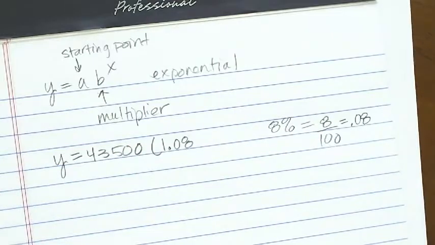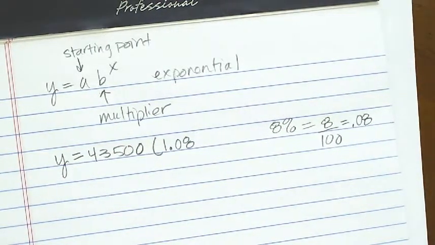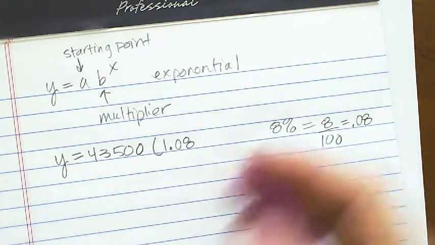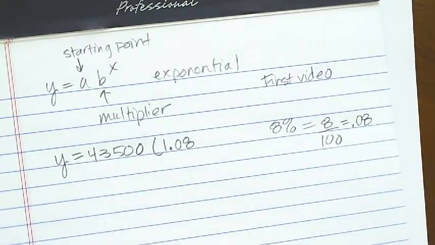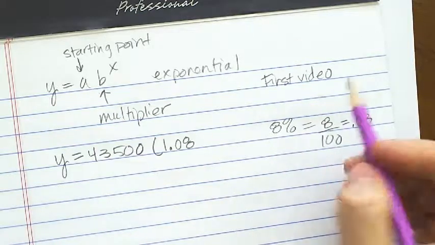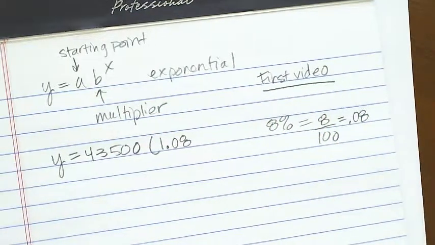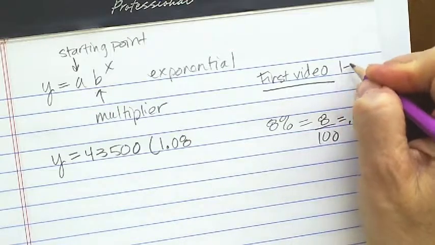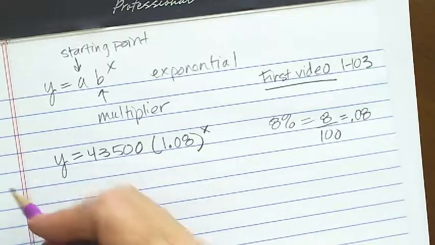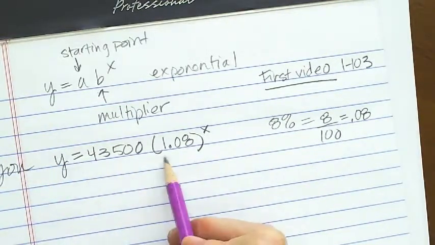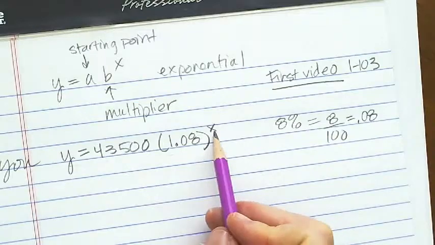And if you don't get this problem, I think it was the very first homework assignment. So go back to the first video. For the first homework, I explain this in depth. I am not going to do this in this video because it's already 36 minutes. But if you don't get it, go back to the first homework video and go through the example. It was problem 1-103. Okay, so your equation, this is you, is 43,500 times 1.08 to the x.